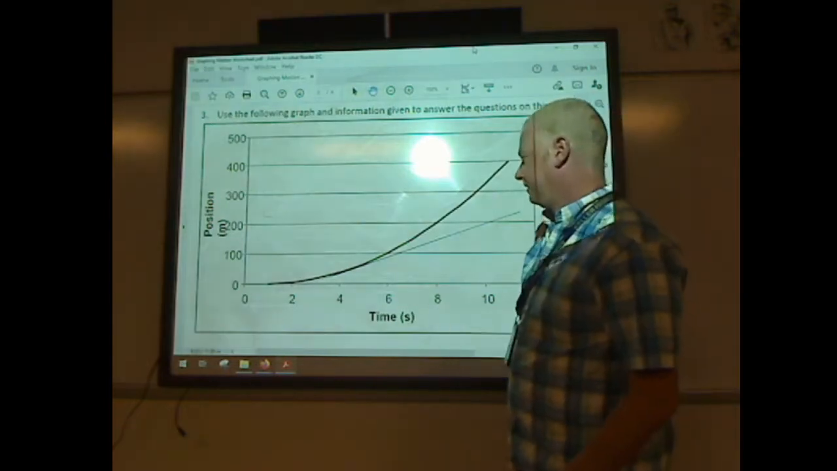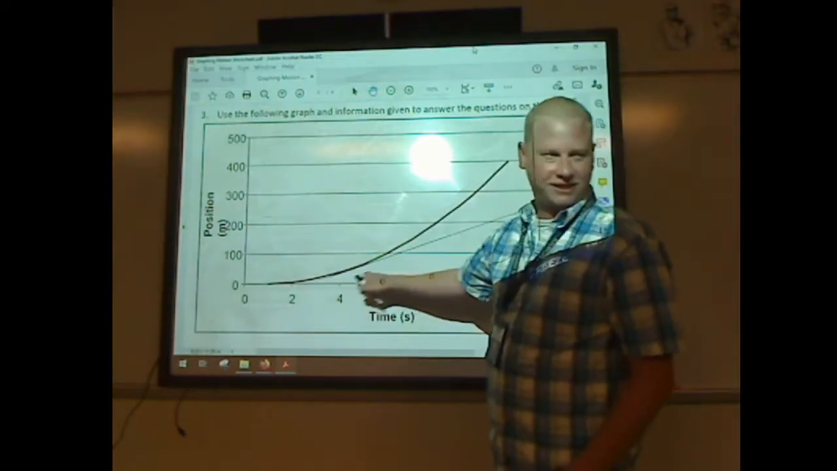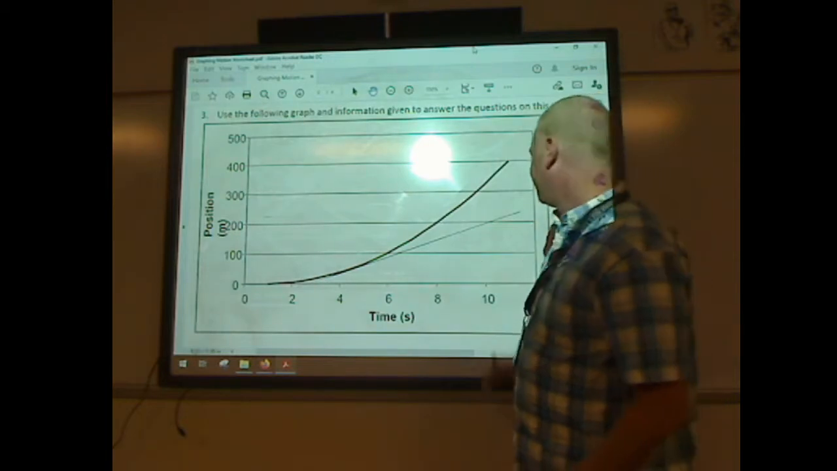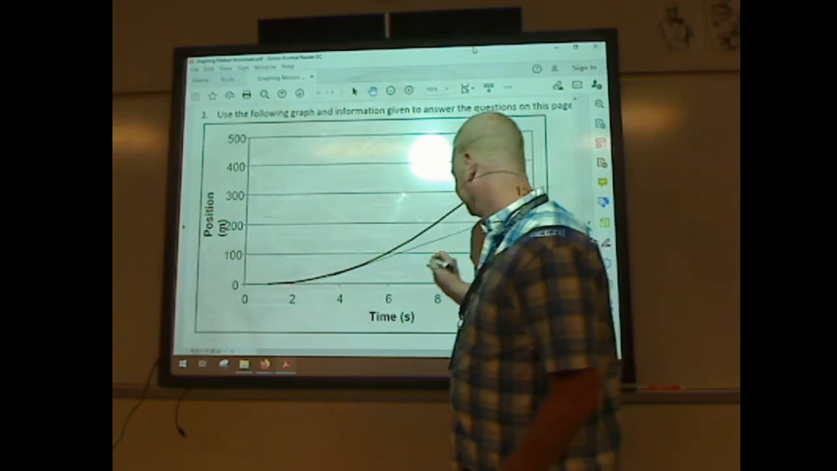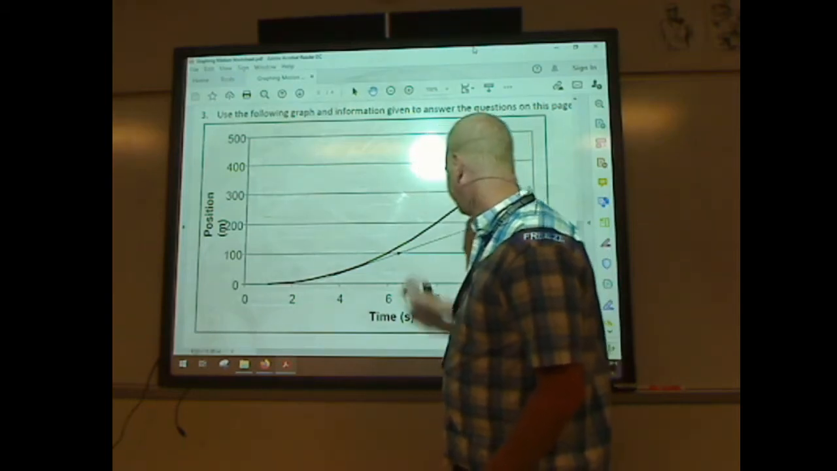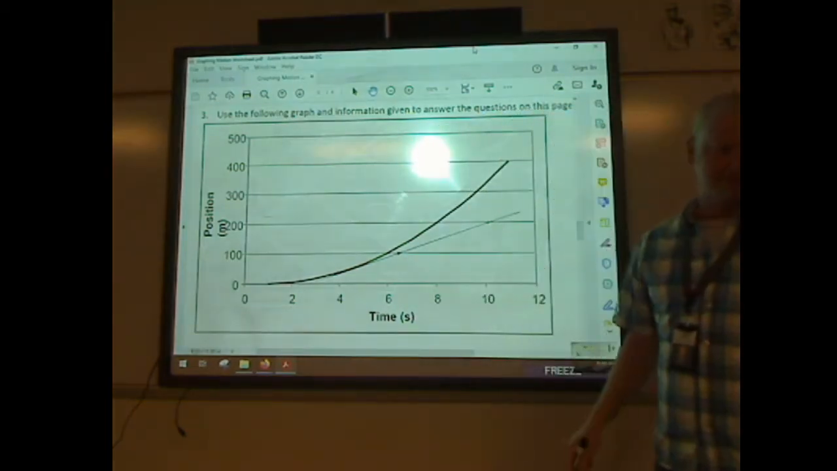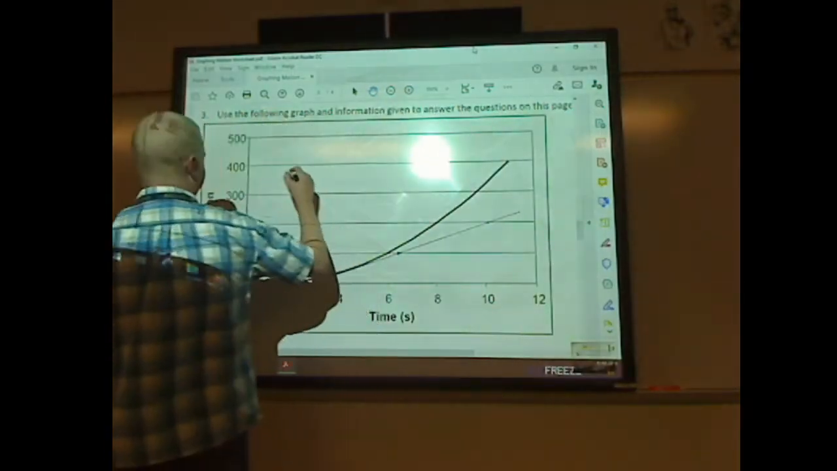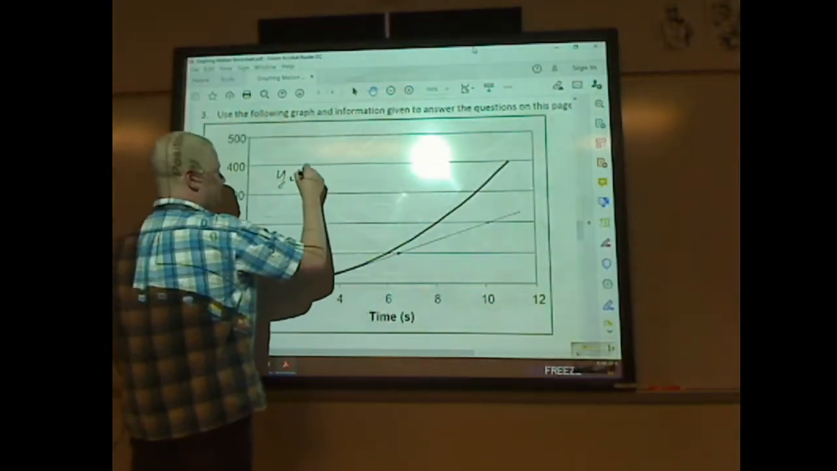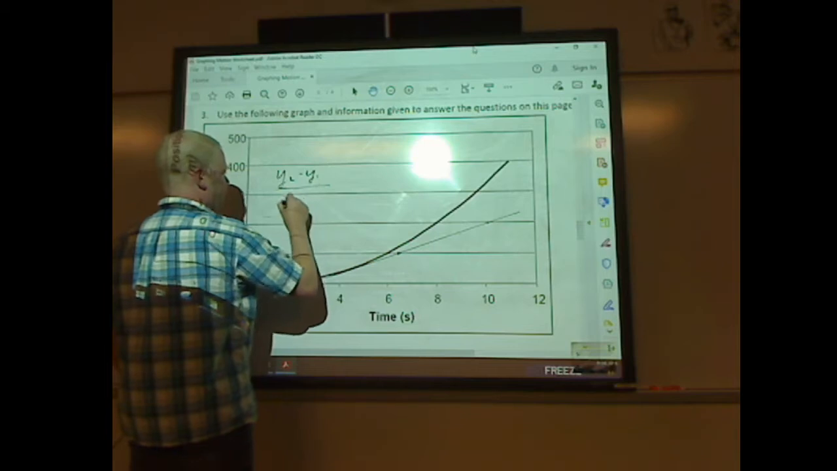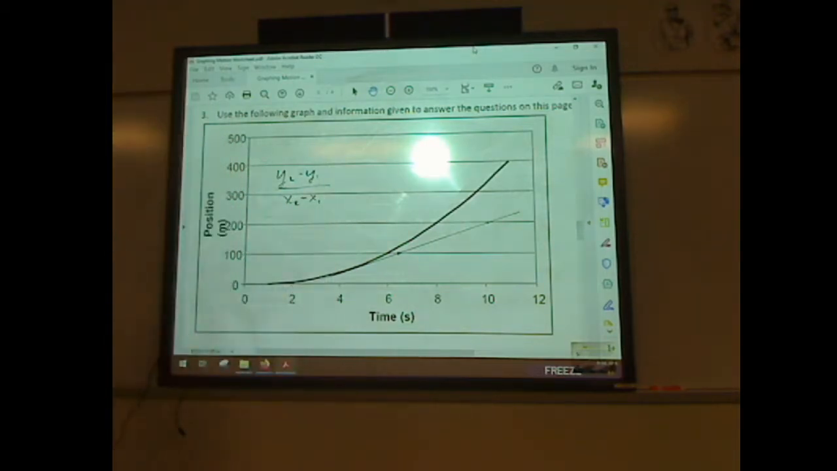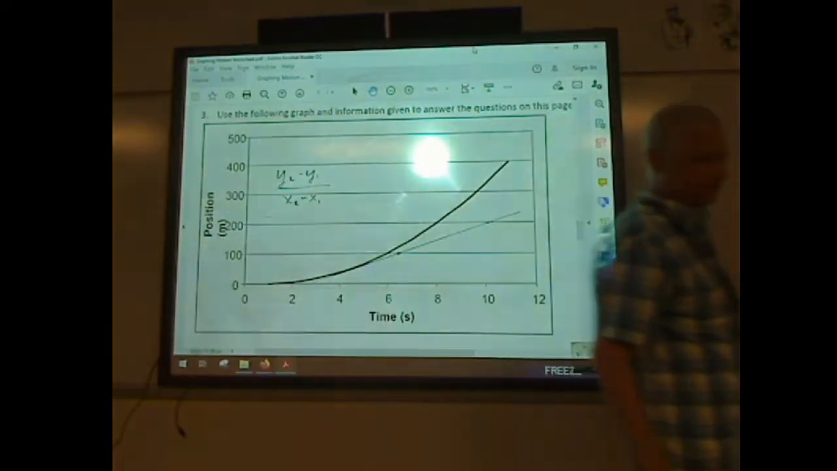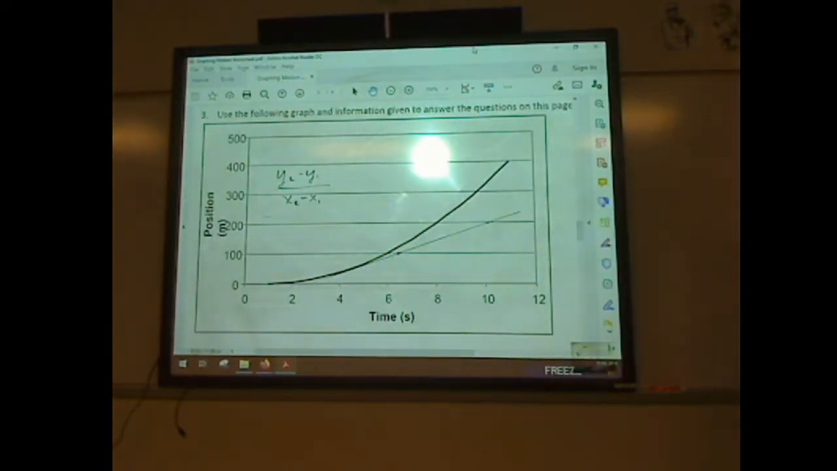So now we've got our tangential line, right? We pick 2 points off of it, right? Try to pick 2 points that you can guesstimate fairly well. And using those 2 points, you can find the slope. All right, using y2 minus y1 over x2 minus x1.